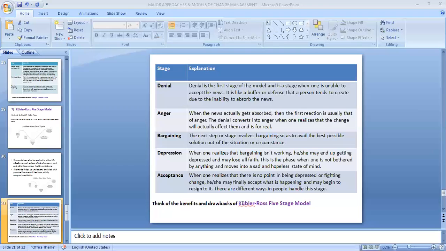When one realizes that bargaining is not working, he or she may end up getting depressed and may lose all faith. So this fourth stage in the Kubler-Ross five-stage model is depression. This is the phase when one is not bothered by anything and moves into a sad, hopeless state of mind. Since there's nothing they can do about this change happening, even though they tried bargaining, nothing works. So they go into a depressed state of mind.